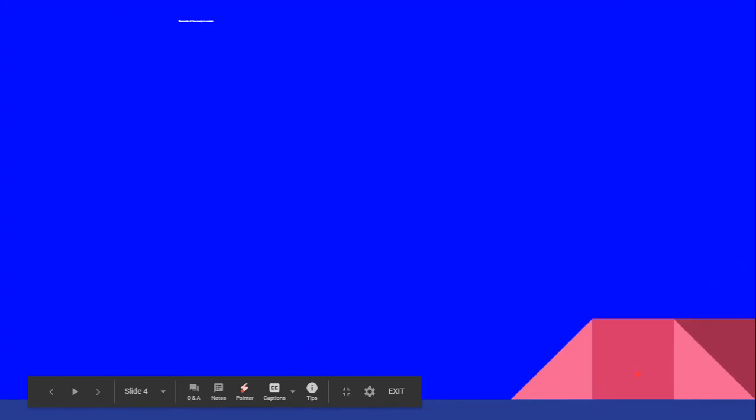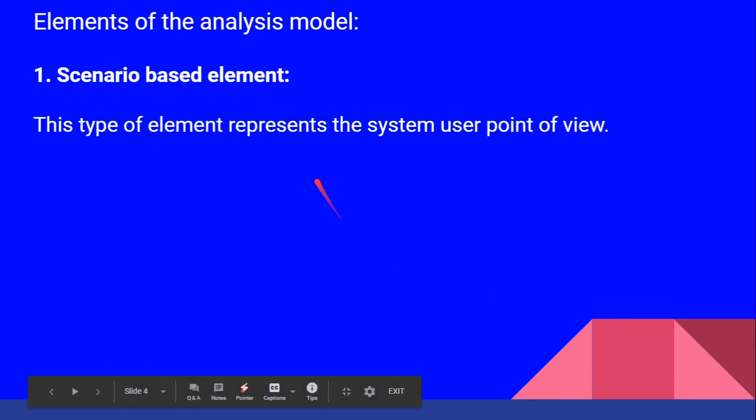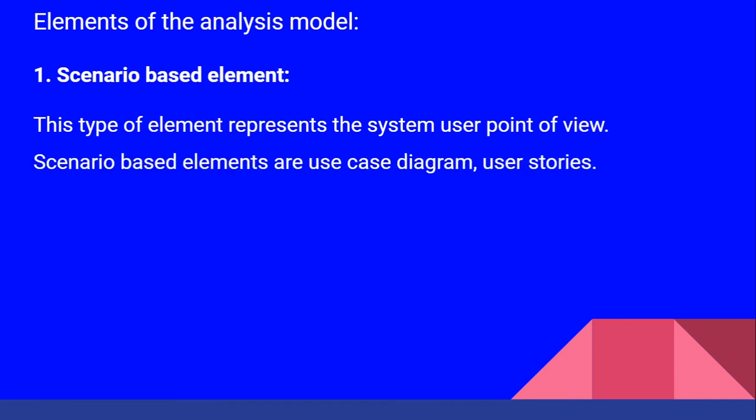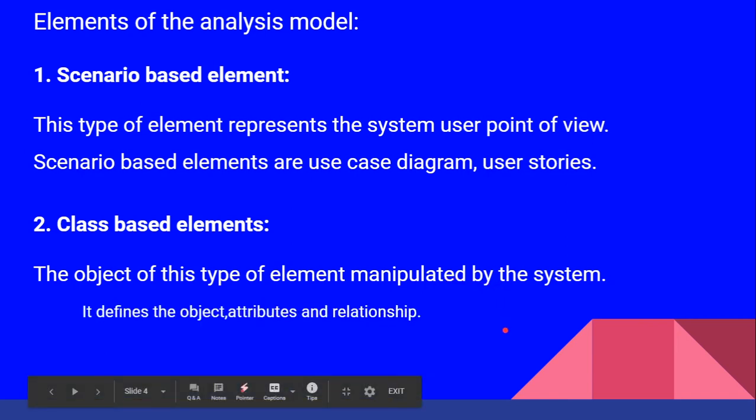Okay, so let us see the definition for the elements of the analysis model. First is the scenario based element. This type of element represents the system from the user point of view, how the user is going to use the system, what he expects about the system. That is the concept of the scenario based element. It consists of use case diagram and user stories. Next one is the class based elements, where the objects of this type of element are manipulated by the system. Here it defines the objects, attributes and relations.